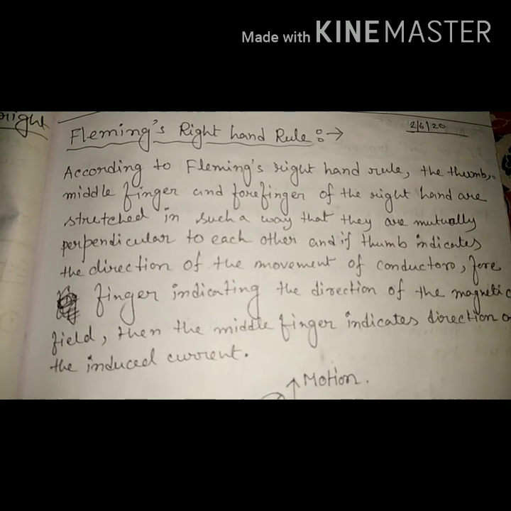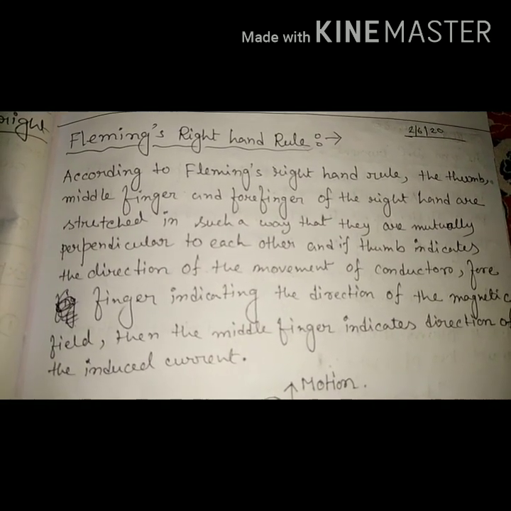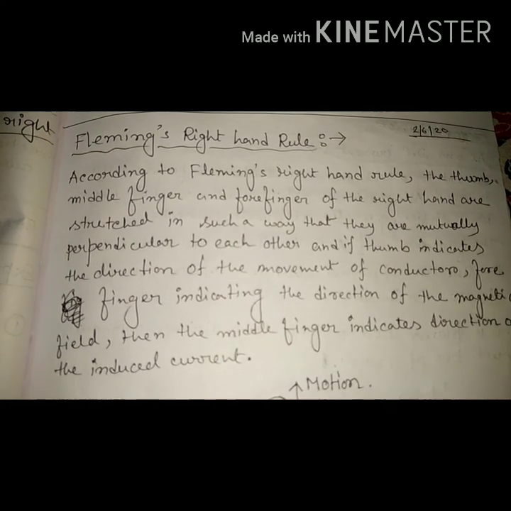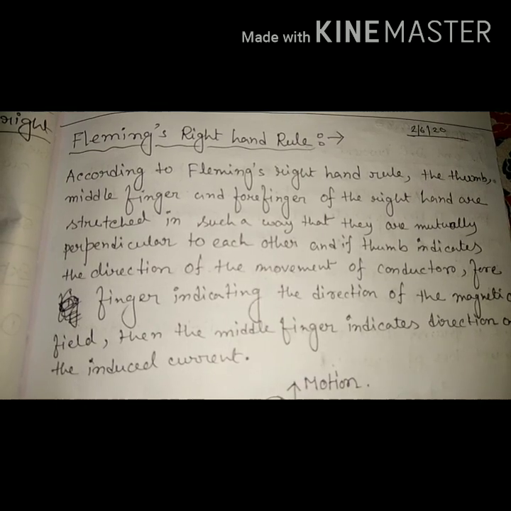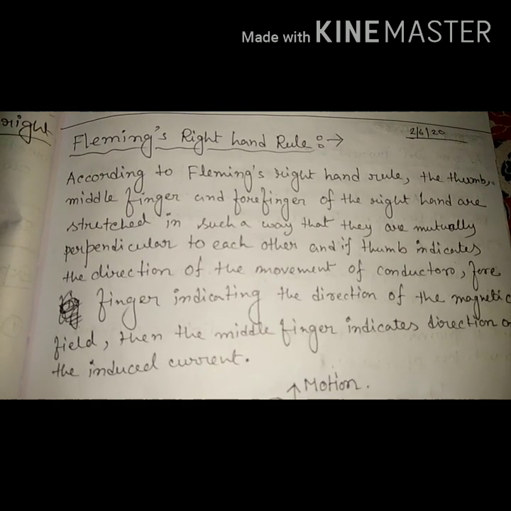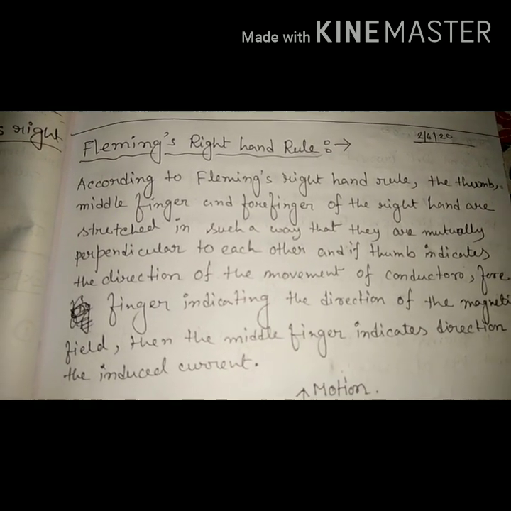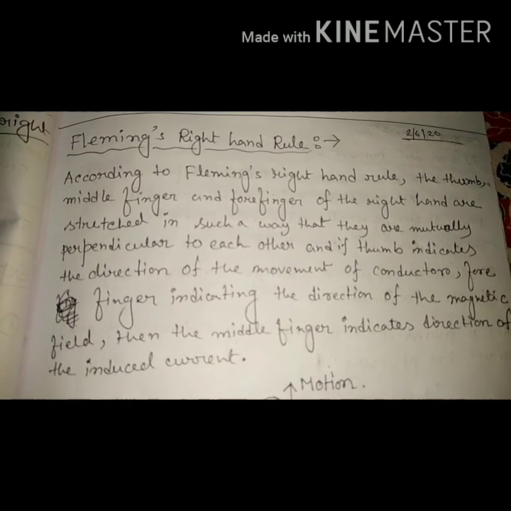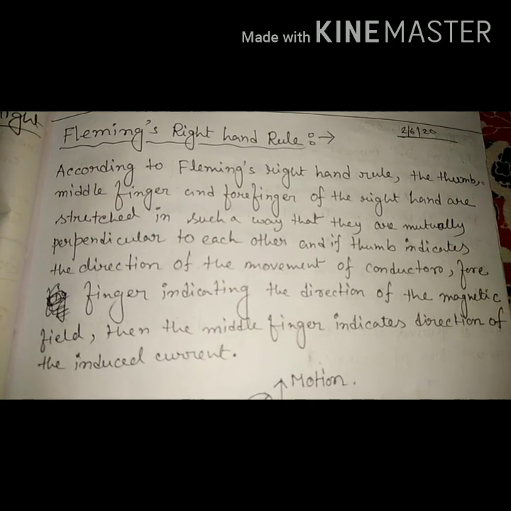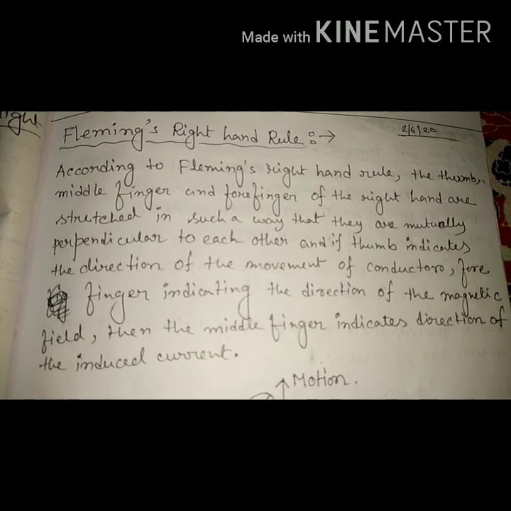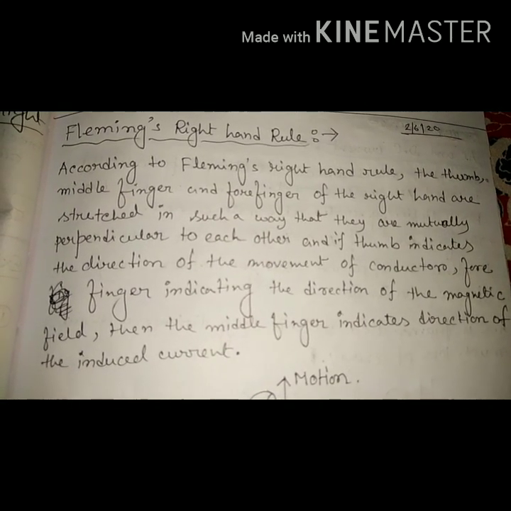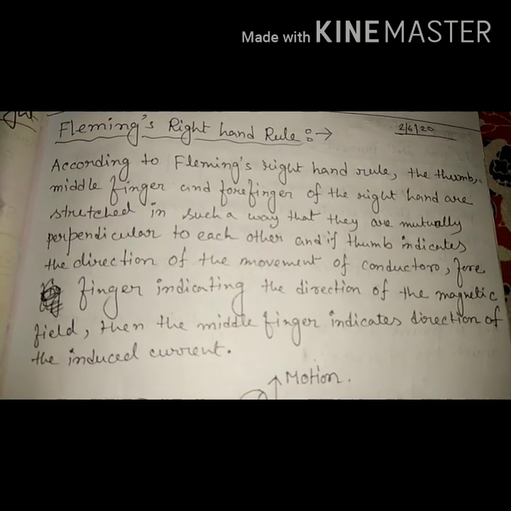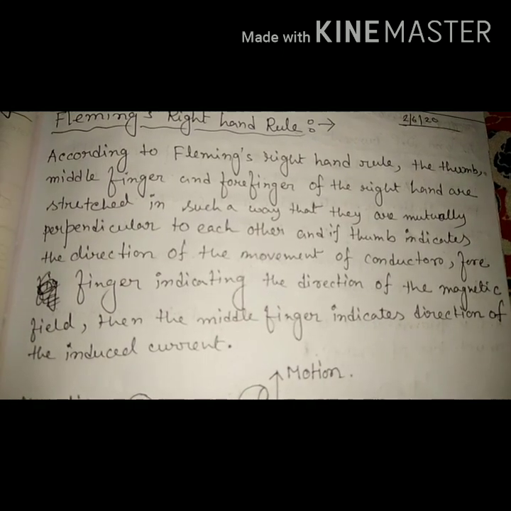When we studied the electric motor, we studied Fleming's left hand rule. In Fleming's left hand rule we find out the direction of force, that means the thumb. So at last we write that the thumb will represent the force on a conductor. Now in this case we find out the direction of current, and the direction of current is indicated by the middle finger. So at last we write the middle finger indicates the direction of induced current.